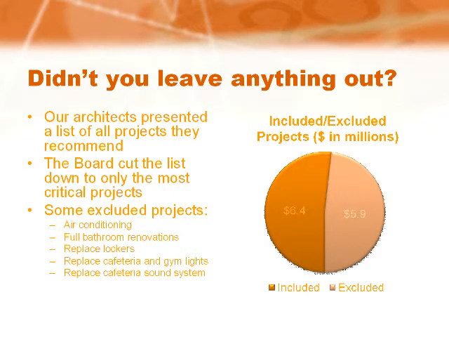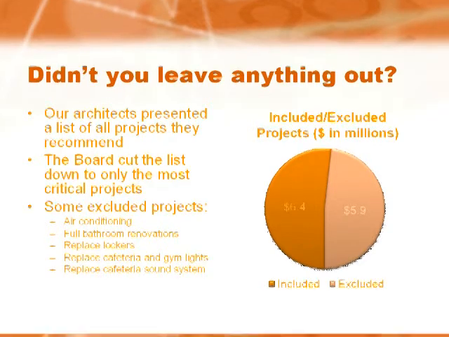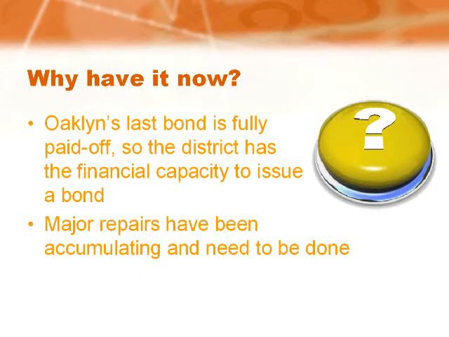Our architects came up with about $13 million in improvements, and the school board cut that down to $6.4 million for this bond referendum. Many residents have also asked why we have to have the bond now. Oaklyn's last bond is fully paid off, so the district has the financial capacity to issue new bonds. In addition, these major repairs have been accumulating all this time and now need to be done.